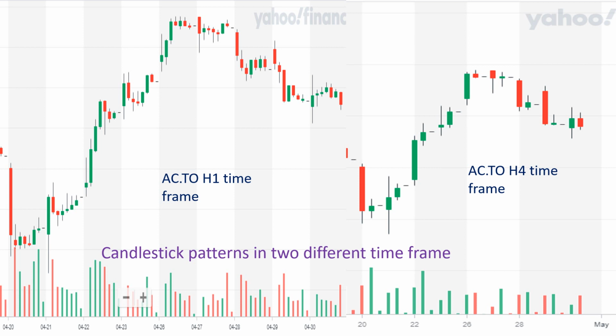In the H4 time frame, you don't see too much detail of the activities, whereas in the H1 time frame you see lots of details. So that is the reason when you want to enter the trade, you have to go to a shorter time frame in order to find the right place to enter the market.